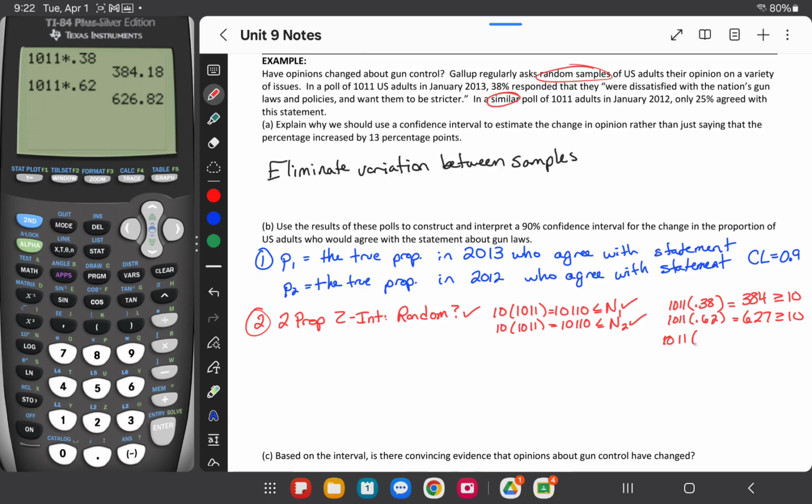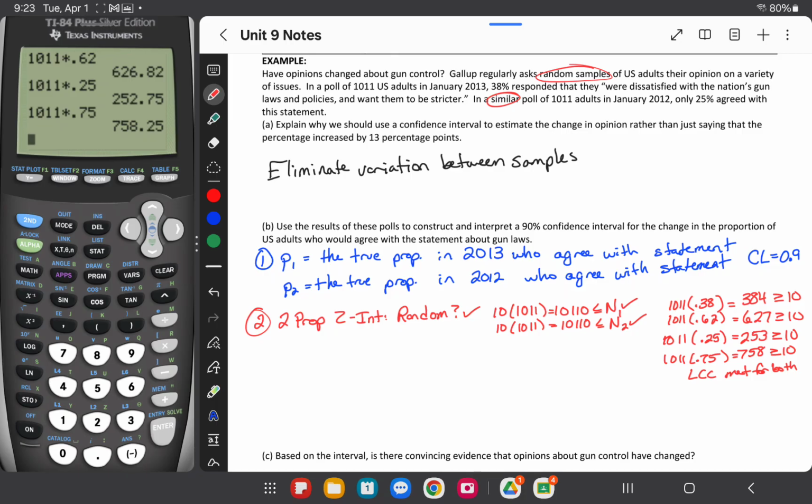Now I need to check that for my second sample where it was only 25%. So 1011 multiplied by 0.25 is going to be 253, which is greater than or equal to 10. And last but not least, 1011 multiplied by 0.75 is 758. Is that also greater than or equal to 10? And it is. So large counts condition is met for both of these two samples. Okay, so after all of that, we can now go ahead and start to do our calculations for our interval.